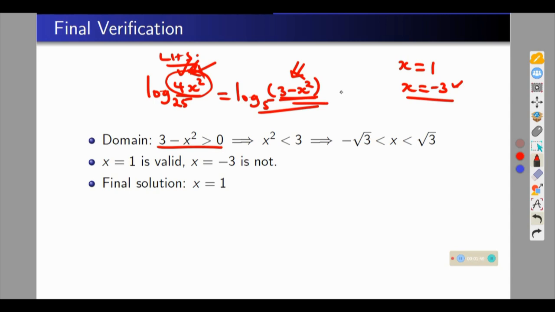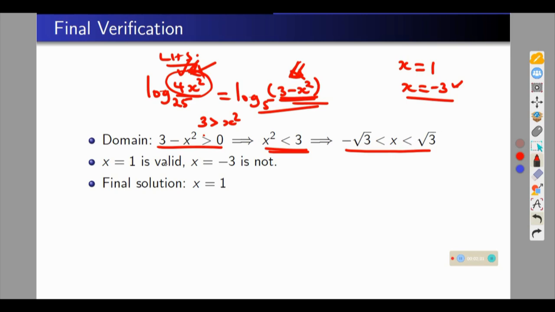But for the right hand side, you have 3 minus x squared, so you must achieve a positive value here. The values of x that give a positive value are when your domain is greater than 0. So 3 minus x squared must be greater than 0, which means that x squared should be less than 3. So you have 3 greater than x squared, and that implies that your values of x should range between negative root 3 and root 3.